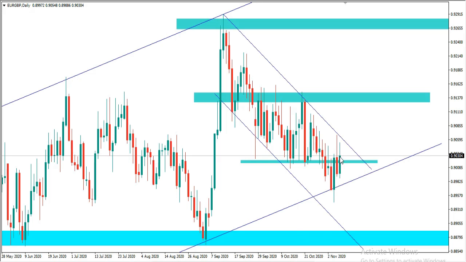I want to either see a break below this channel. Then if I get a break below the channel on the retest of the channel as resistance, I'm going to be taking a short trade down to the overall weekly support we have down here. But if on the other hand we are going to get a close above this flag pattern, then it means we will be expecting to see the price rise further into these highs over the next few weeks. So that's going to be all on Euro Pound.